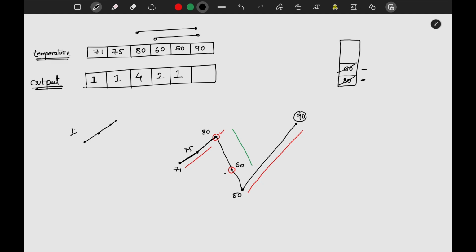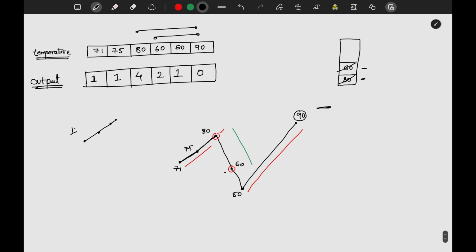Now we will check for 90. Does any next element exist? Okay. There is no such element after 90. So we will simply store 0 for this, right? So the simple concept over here is we only have to take care of the downward trend, right? Because for the increasing trend, the answer will always be 1, as you notice. And whenever the line is decreasing, we have to store those values in a stack.